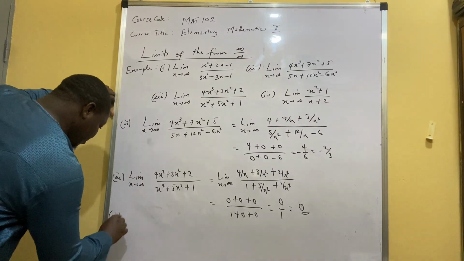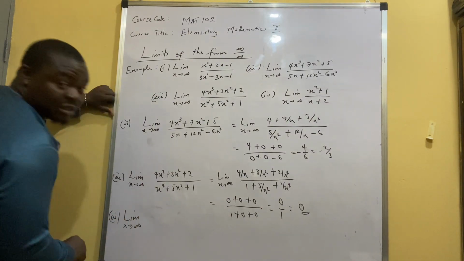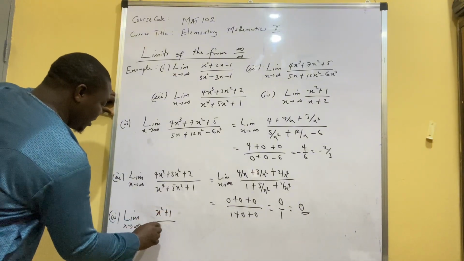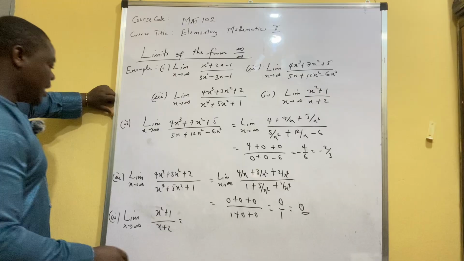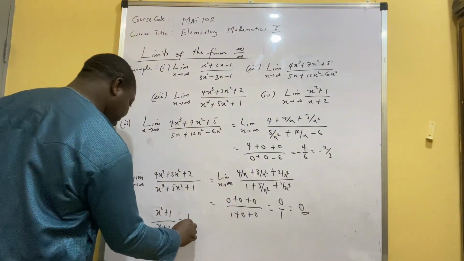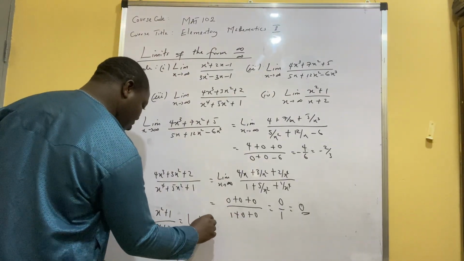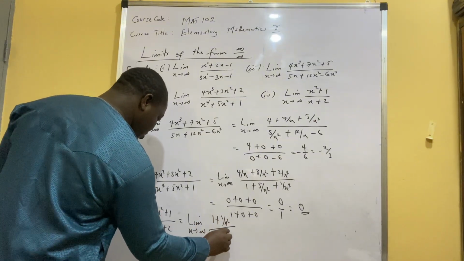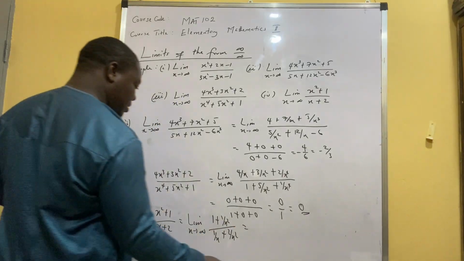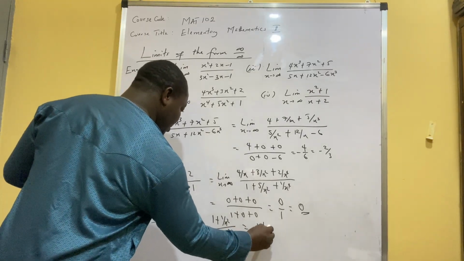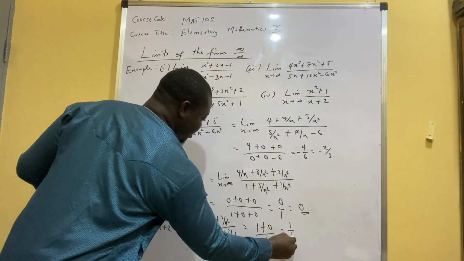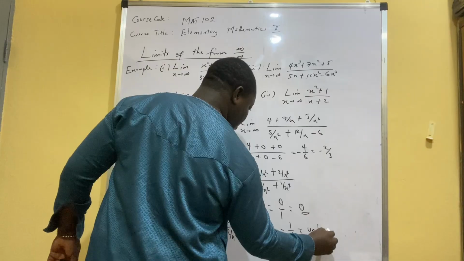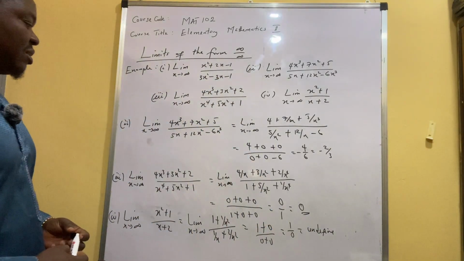Then the last one, the limit as x tends to infinity of x squared plus 1 over x plus 2. The highest power of x here is x squared, so we have the limit as x tends to infinity of 1 plus 1 over x squared over 1 over x plus 2 over x squared. Substituting infinity, we're going to have 1 plus 0 over 0 plus 0, and we have 1 over 0, which is undefined. That means the limit does not exist.